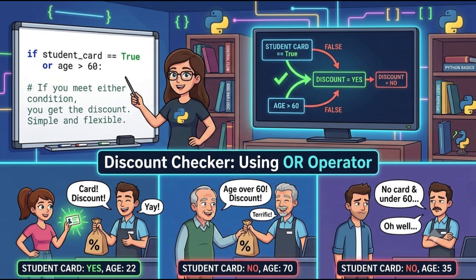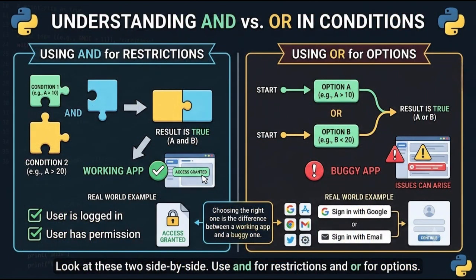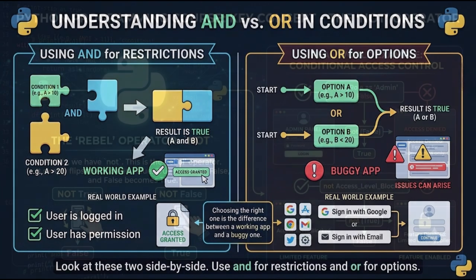Let's code a discount checker. If student_card equals true or age greater than 60. If you meet either condition, you get the discount. Simple and flexible. Look at these two side by side. Use AND for restrictions and OR for options. Choosing the right one is the difference between a working app and a buggy one.